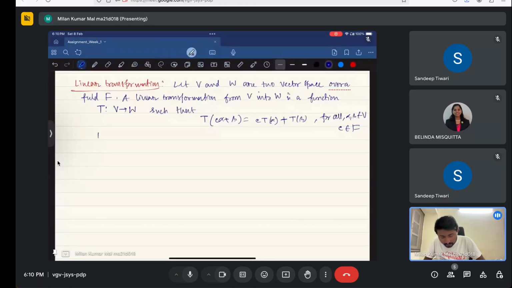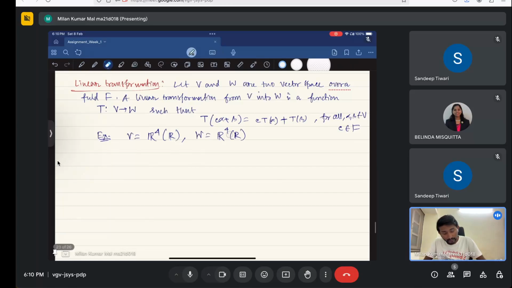Example: let's take V equal to the vector space R to the power 4, that means tuples of 4 elements over the field R, and W equal to, one can consider that is also tuples of 4 over the field R, or one can write this as tuples of 5 over R. One can consider anything. So now consider T from V to W.